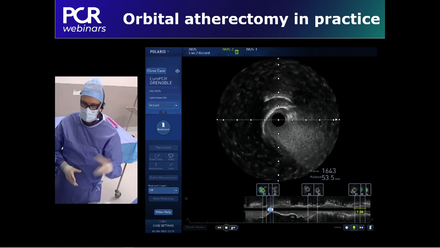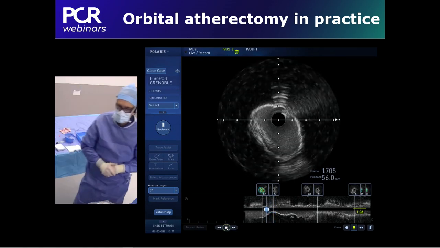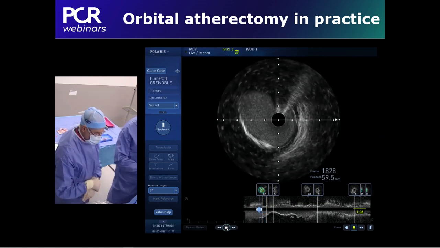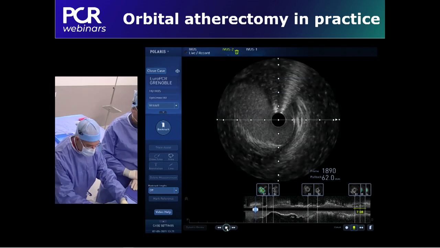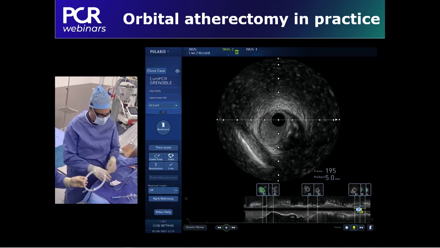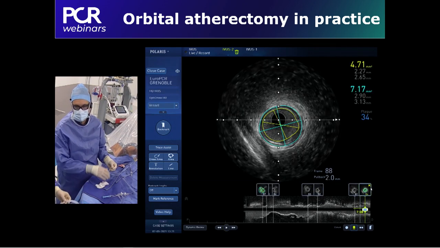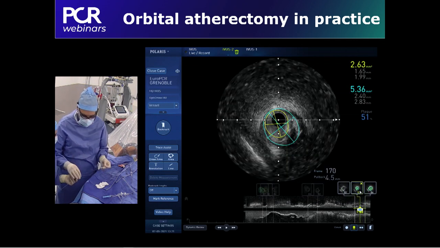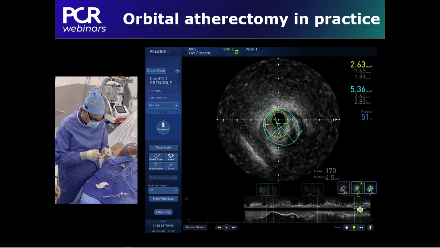And this is the proximal LAD and the left main. So interestingly, we saw that the distal lesion is a real lesion. There is no dissection, but the MLA was calculated at 2.6 on the distal part, if I remember, 2.6 millimeters square. So we decide to treat this lesion with a focal stenting.